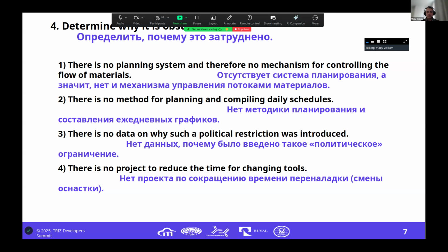No method for planning and compiling daily schedules. No data on why such a political restriction was introduced. Nobody told me who and why did this. There is no project to reduce the time for changing tools.